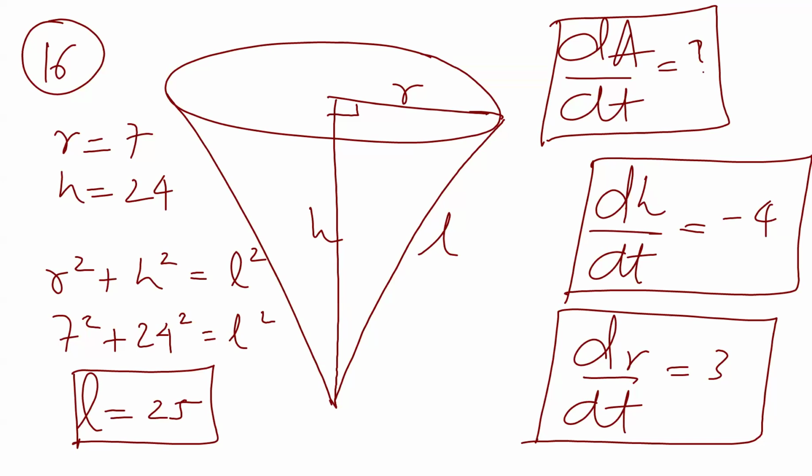And remember, the radius is increasing, but the height is decreasing. It's mentioned in the problem. We have to find out change in the area. Which area? Area of the entire surface, total surface area. Okay, so this information is given.